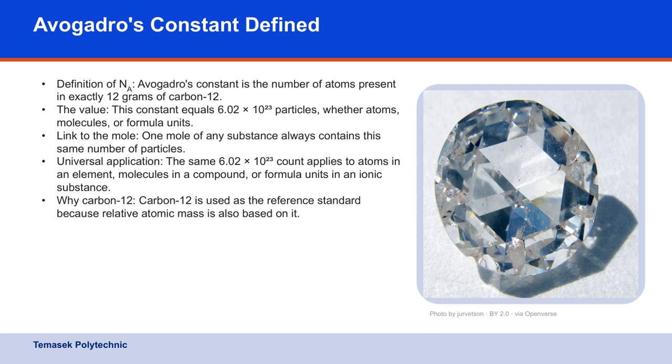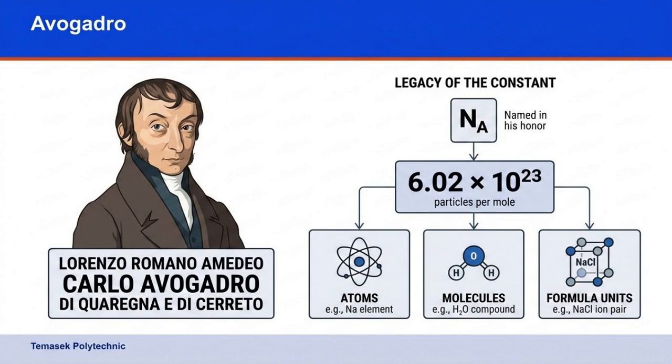Now, why carbon-12 specifically? Because the entire relative atomic mass scale is also based on carbon-12 as its reference standard. This keeps everything internally consistent across chemistry and engineering calculations. In engineering practice, Avogadro's constant is what connects the microscopic world of atoms and molecules to the macroscopic quantities you can actually measure and work with in a laboratory or industrial process. Understanding this link is essential before you can confidently work with moles and stoichiometric calculations. Take a moment to carefully study this diagram and note the key relationships and values shown.